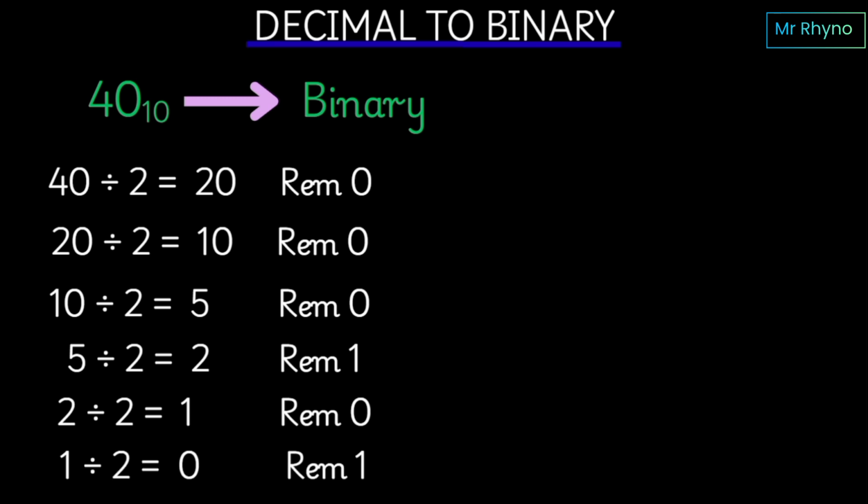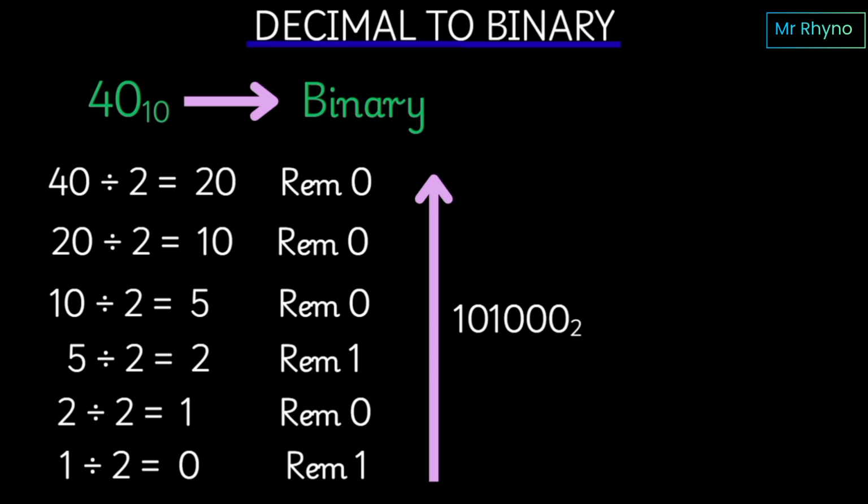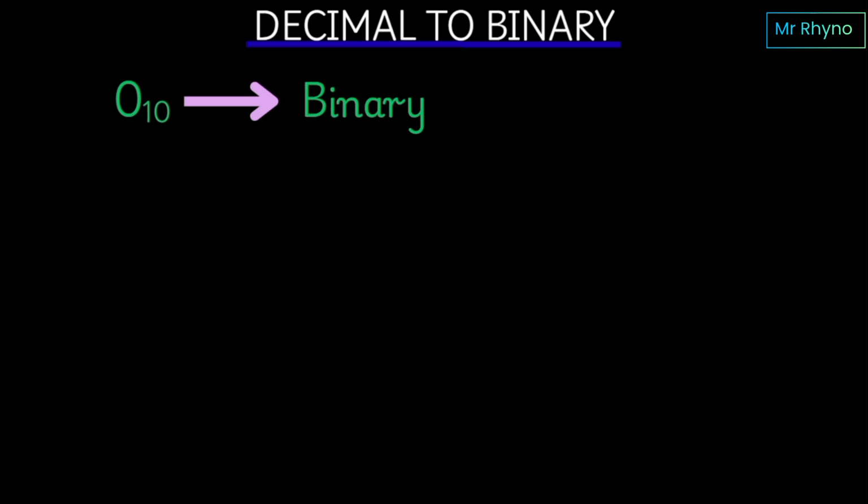And lastly, we shall have 1. 1 divided by 2 is 0, and the remainder is 1. Notice that our final number will always be 1 because the final result shall be 1 divided by 2 in all the cases. So we write these numbers from the bottom to the top and we shall have 1, 0, 1, 0, 0, 0 to base 2. So 40 to base 10 is the same as 1, 0, 1, 0, 0, 0 to base 2 as its binary equivalent. Now let's handle another example.